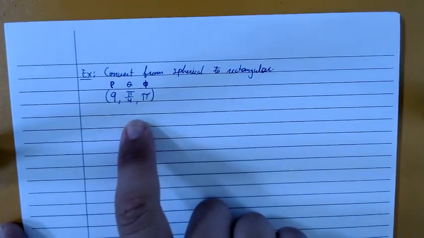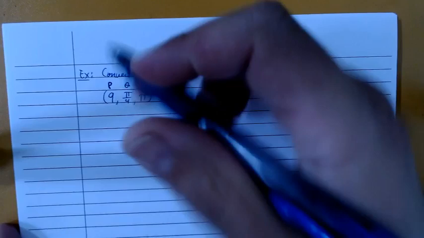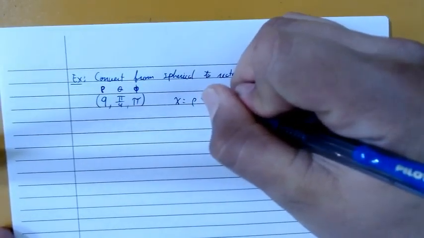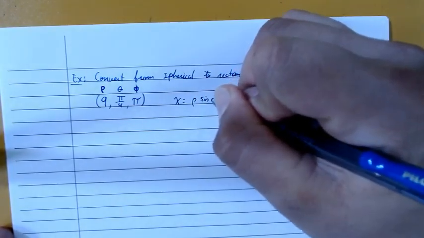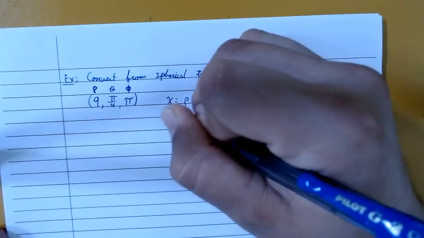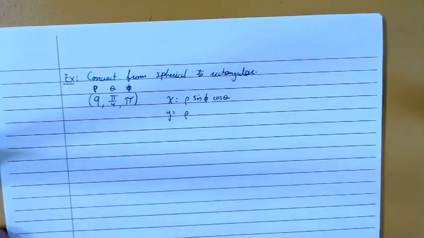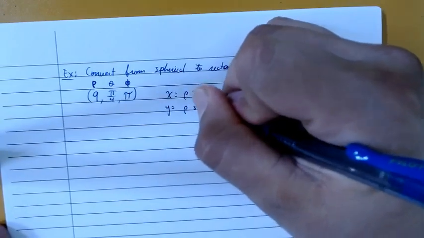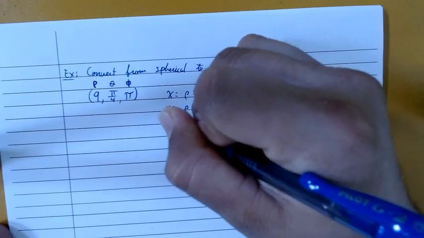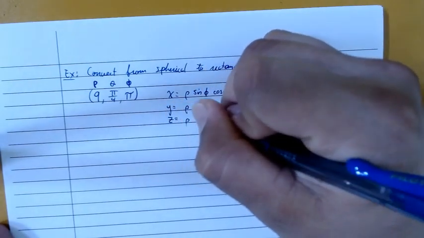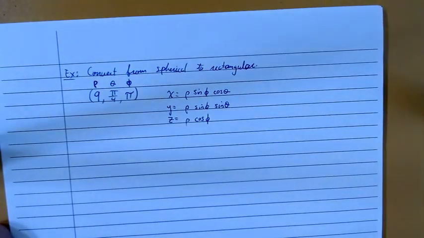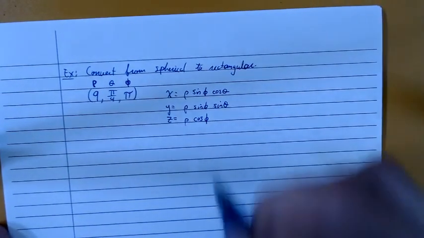All right, so to convert into rectangular, we're going to use the fact that x is equal to rho sine of phi cosine of theta. Y is equal to rho sine of phi sine of theta. And z is equal to rho cosine of phi. And just plug everything in.